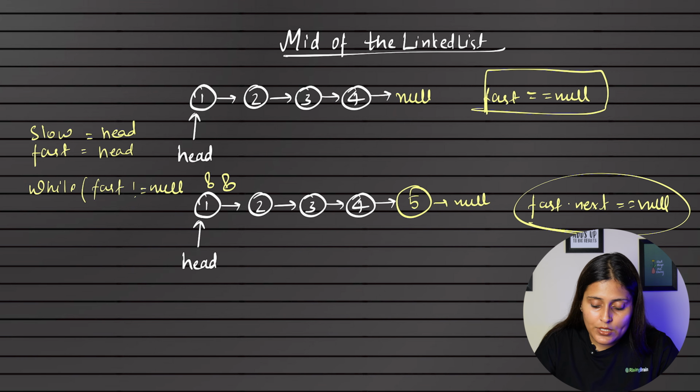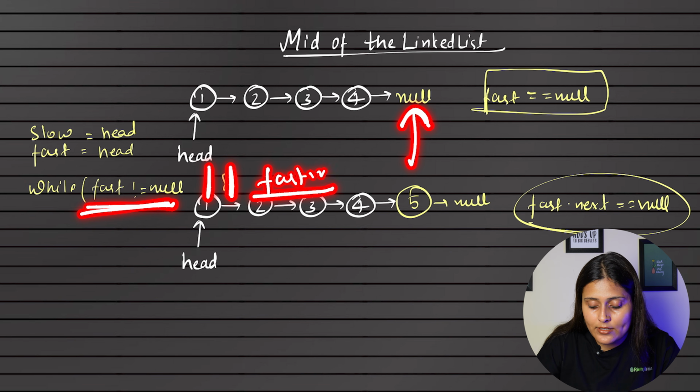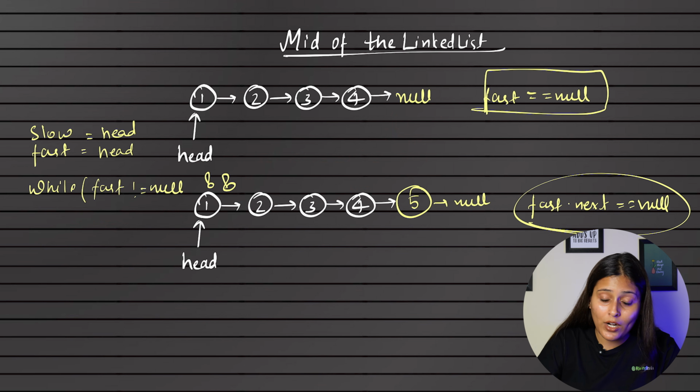Why? Because suppose in this case when my fast became null, if you use OR operator, it will say fast is not null, so it will say no, it's false. So OR operator looks for the second statement also. What if it becomes true? So it will go and check fast dot next not null. So it will say, hey, fast is already null. Null dot next will give you null pointer exception. So hence we cannot use OR operator here. Instead we will use AND. And now in the second condition we'll check that my fast dot next is also not null.